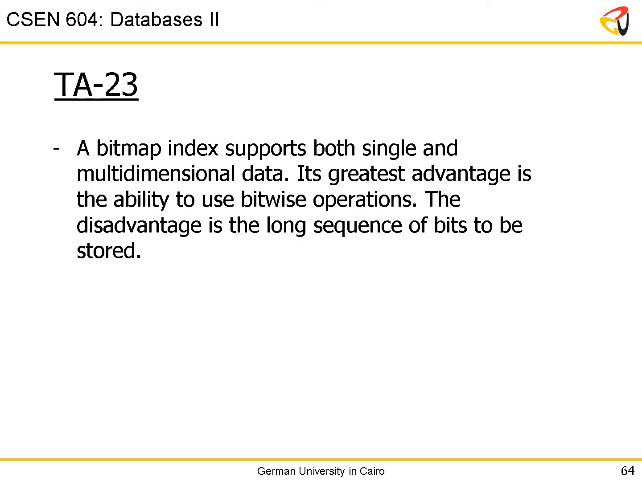So here's the takeaway. A bitmap index supports both single and multi-dimensional data. Its greatest advantage is the ability to use bitwise operations. The disadvantage obviously is the long sequence of bits to be stored, but as I mentioned, there is a solution to this, which is to use advanced compression techniques to be able to manipulate the bits and the bit stream without having to expand the whole thing in one shot.